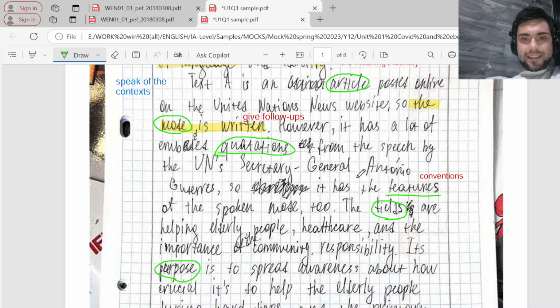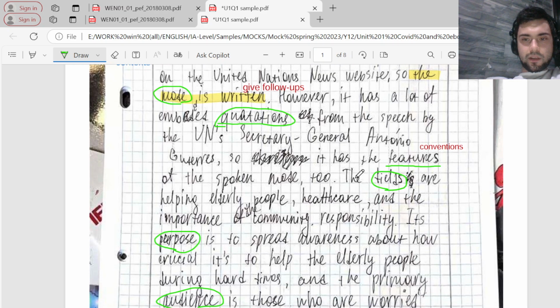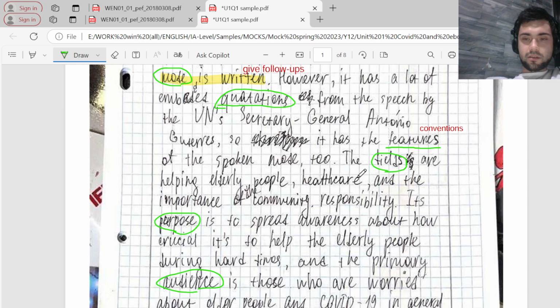Then the student writes about the features of the article which is published. They call them features of the spoken mode presented in the article, because the Secretary General gave a speech, but it is presented in the form of an article. So I would say that it is just conventional, right? Some features are conventions of the speech which is being given there.